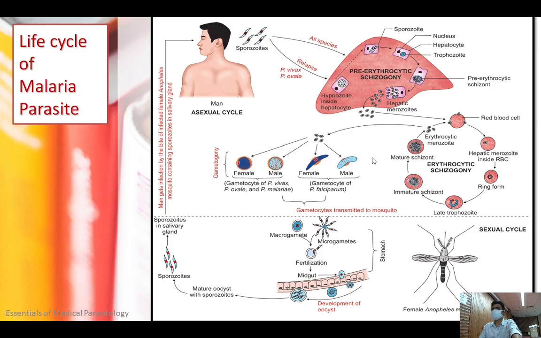You can see these gametes, male and female gametes. This is male and female gamete. These banana-shaped gametes, which you can see of both, are the gametocytes of Plasmodium falciparum. The circular gametes which you are seeing are gametocytes of Plasmodium vivax, ovale and malariae. So these are the male and the female gametocytes.